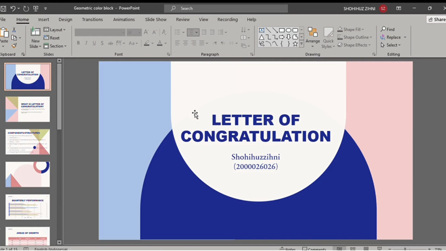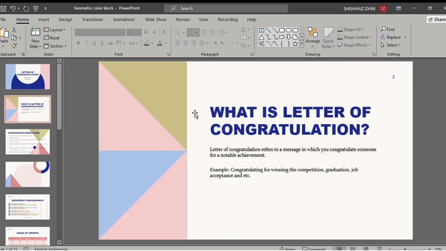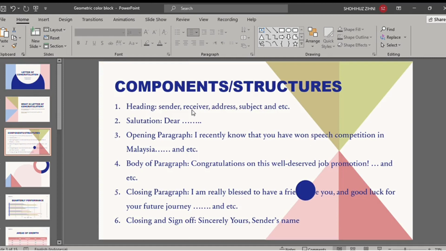First things first, we have to understand what a letter of congratulations is. From its name, we know that a letter of congratulations refers to a formal message in which you congratulate someone for a notable achievement. When your friends get achievements such as graduating from university or getting a promotion at work, you can congratulate him or her in a formal way through a letter of congratulations. A very important highlight in this letter is understanding the components and the structures of the letter.